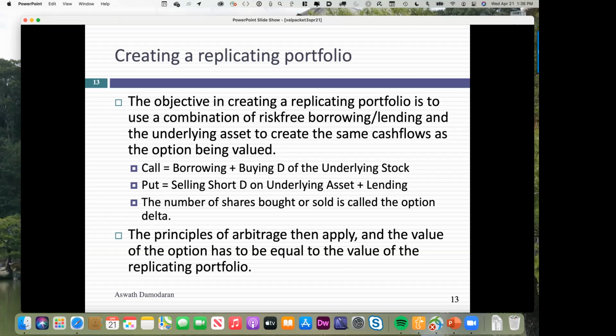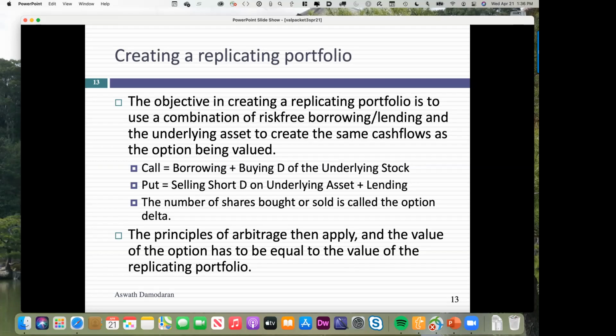With a put option, I've got to be able to sell short on the underlying stock and invest that money in something riskless. You give me a call or a put option, I should be able to create a replicating portfolio. And once I create the replicating portfolio, in effect, I've valued the option, because you can tell me how much it costs you to create the replicating portfolio. And because of arbitrage, that's exactly the same price as the option.